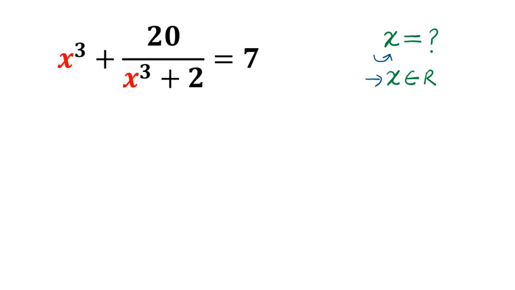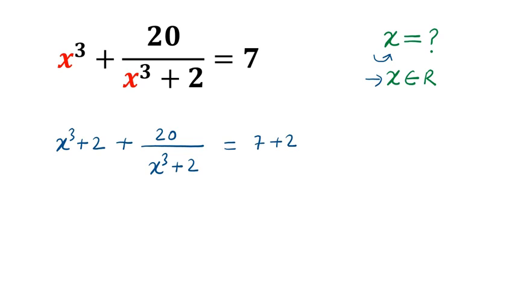Now let's start the solution of this question. Look carefully, here x cube and in the denominator x cube plus 2. Now add 2 to both sides. Then on the left hand side, x cube plus 2 plus 20 over x cube plus 2 is equal to 7 plus 2.